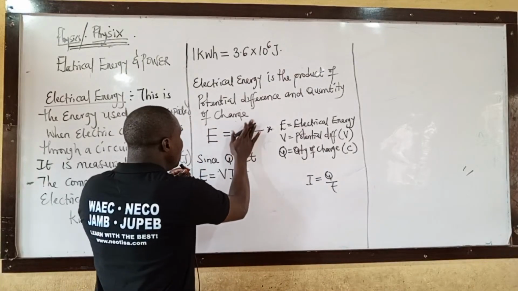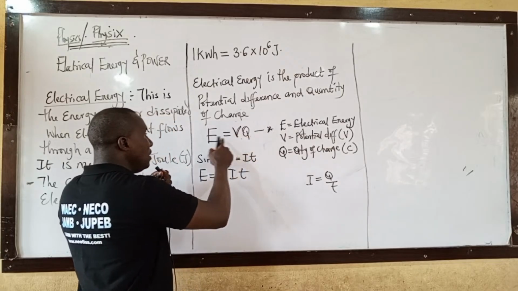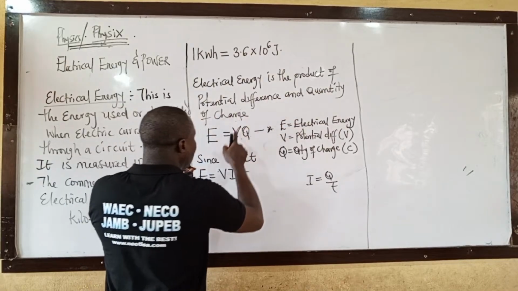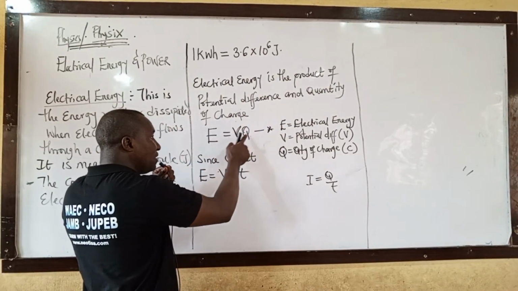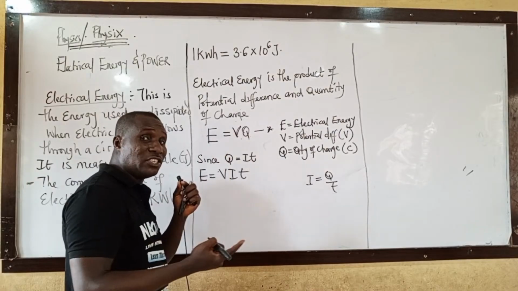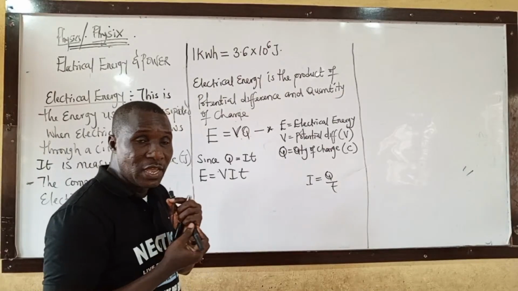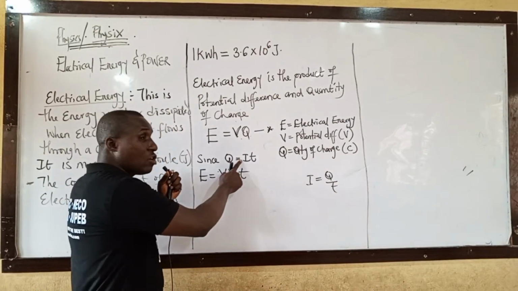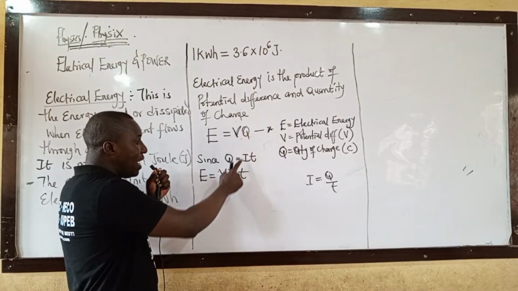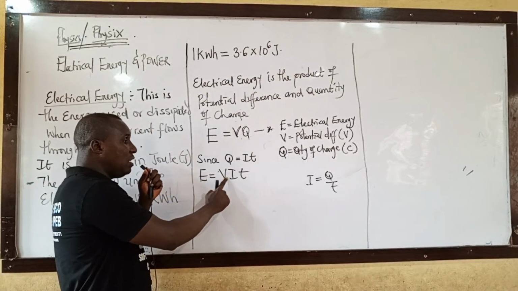Let me write VQ here. That one is better so that it will be easy. Electrical energy is the product of what? Potential difference and quantity of charge, or charge and potential difference. Don't forget, multiplication is commutative. Then from here, I have Q equal to what? IT. That means whenever I see Q, I change to IT. I have electrical energy equal to what?